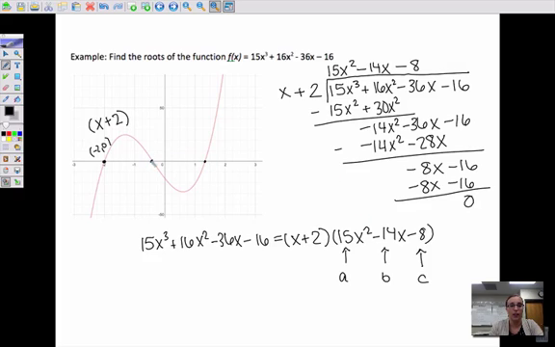Okay, so if I can get this down to a factor or multiple factors times a quadratic, then I know the quadratic formula will always work to help me out. I'm not going to do that in this video because I want to get going here, but you could finish that problem if you wanted to.